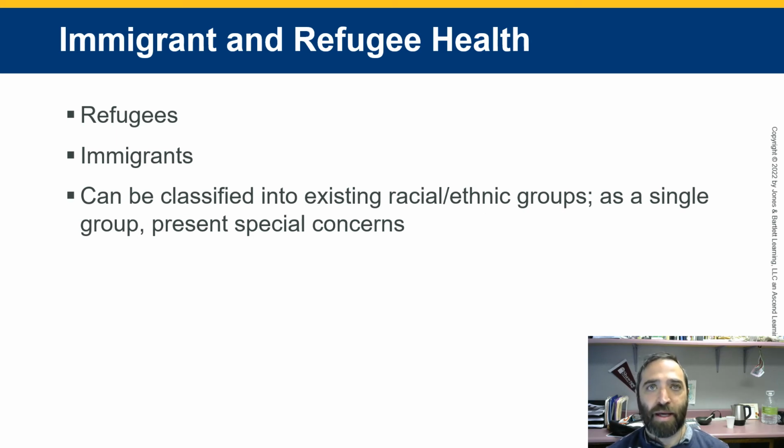The difference being that immigrants typically have more time to prepare. They may be better able to have access to their money and their important documents, whereas refugees may be leaving in a hurry, maybe leaving overnight, maybe fleeing for their lives and aren't able to go back. Obviously they have a racial and an ethnic group that they can be categorized in, or they can be thought of as just a group in general.